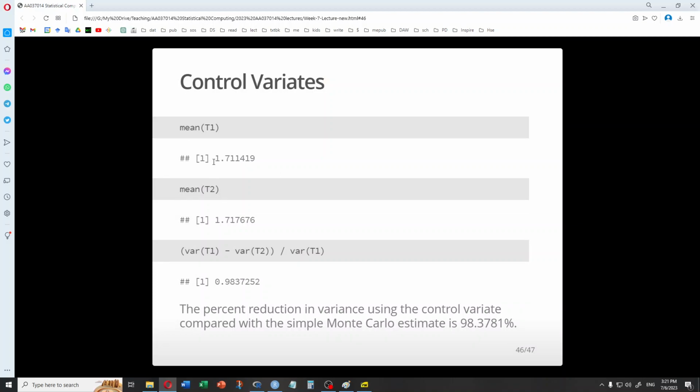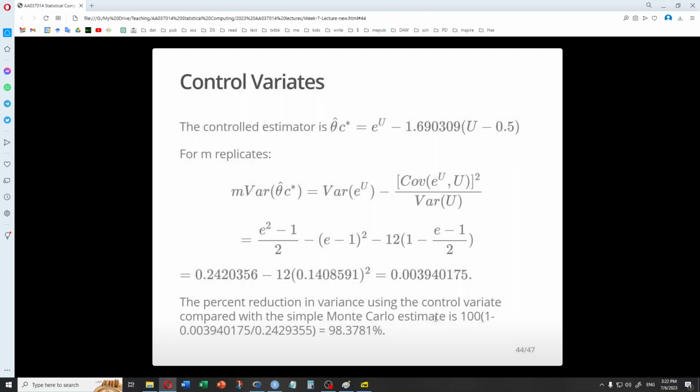The mean from T1 is 1.711, and the mean using the control variate is 1.717. To see the variance reduction, you can take the variance of T1 minus the variance of T2, divided by the variance of T1. Here you can see that the percent reduction in the variance is 98.3781, which is similar to the one that we calculated earlier.